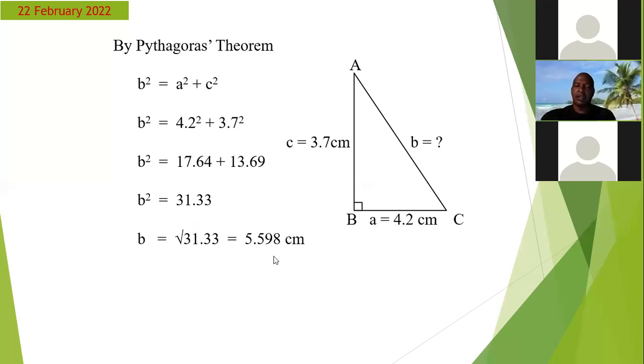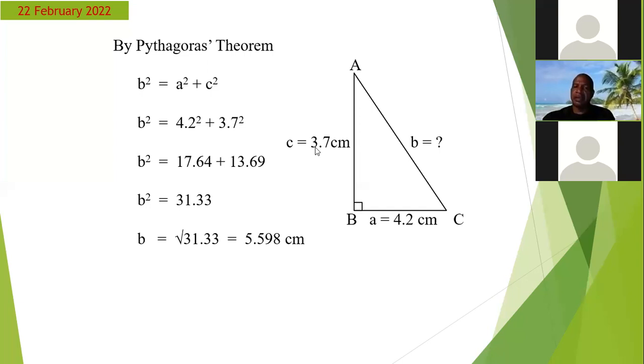Yes, sir. One rule of thumb is that your answers might give you a different number of decimal places than what you're working with in the question. If you notice the sides that were given in this question, they are rounded off to 1 decimal place.